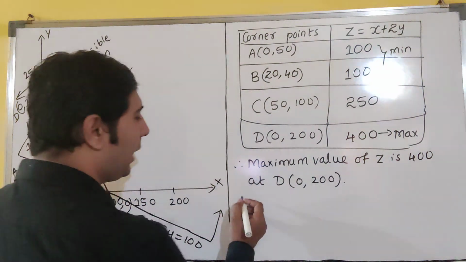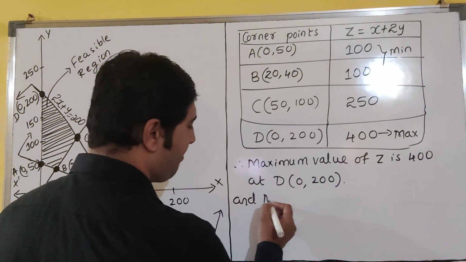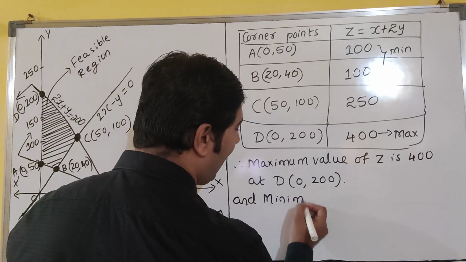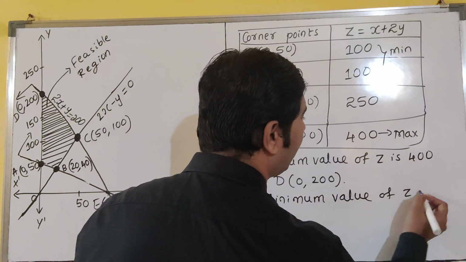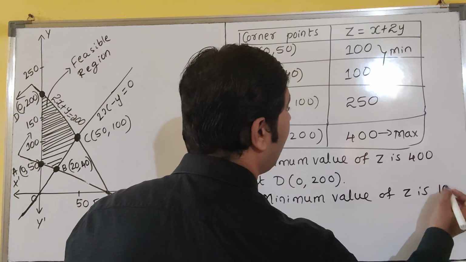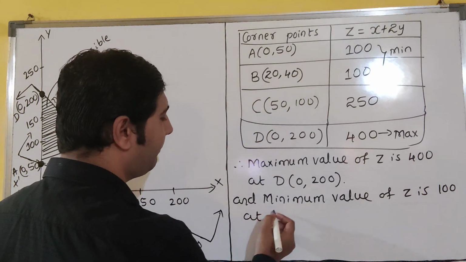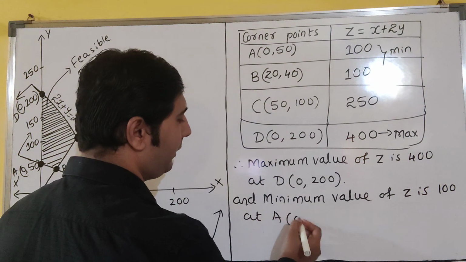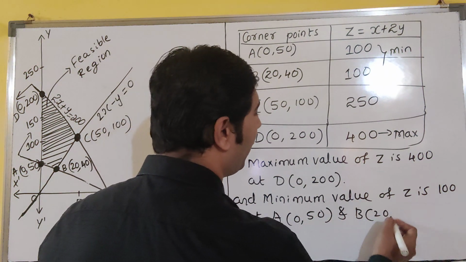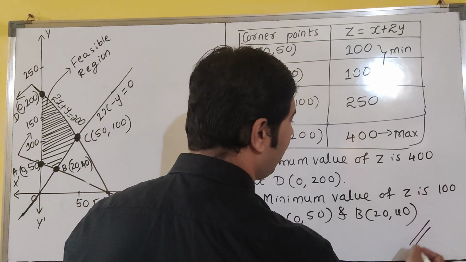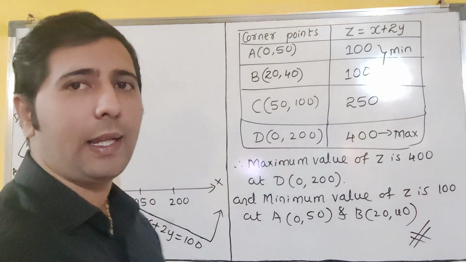Got it? So now see, and minimum value of Z is how much? 100 at A 0, 50 and B 20, 40, dear students. I hope you understood. This carries 6 marks, dear students.